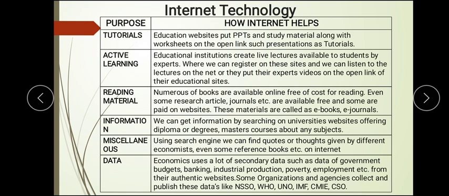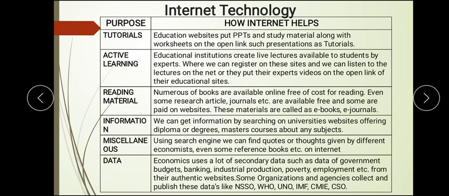Lastly, data. Some perfectly authentic data you can get, as economics uses secondary sources of data, meaning it does not prepare its own data. It takes data about different banking companies, government budgets, industrial production, poverty, employment, and so on from their authentic websites. They try to purchase or take that data, and then the theories and everything are made.